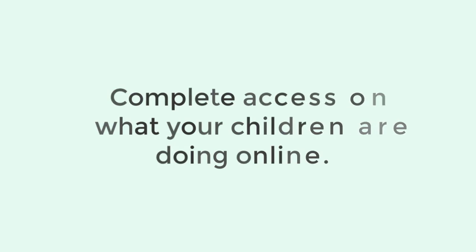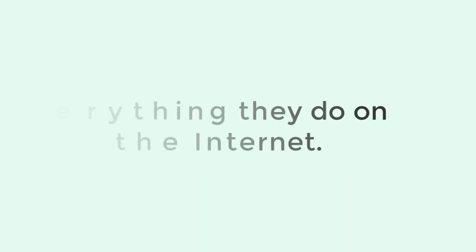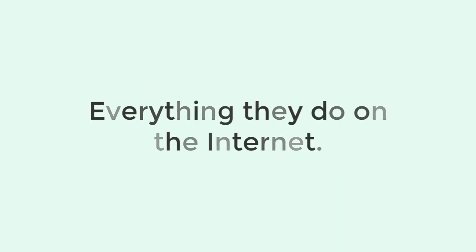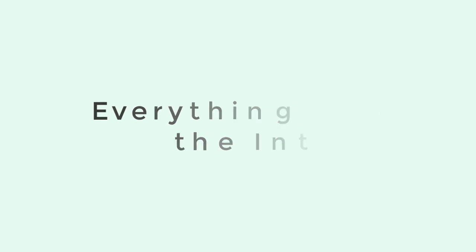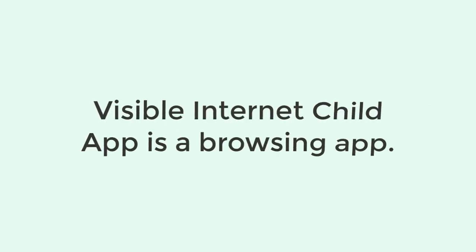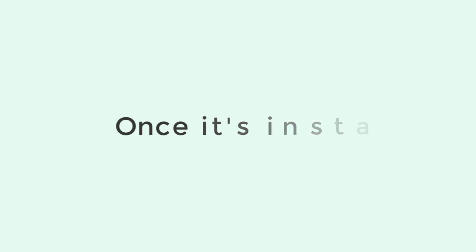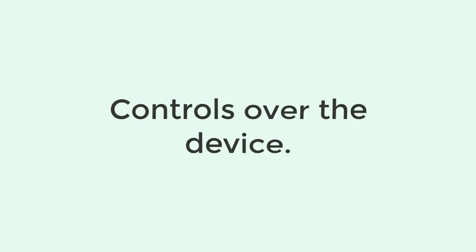So, browsing all their internet, most of the social networking sites, practically all the games your children play, all the communication they use. Visible Internet Child app is a browsing app, but it's much more than any other browsing app because whatever your children are doing on the internet while they're using the Visible Internet browsing app, you'll see it all.